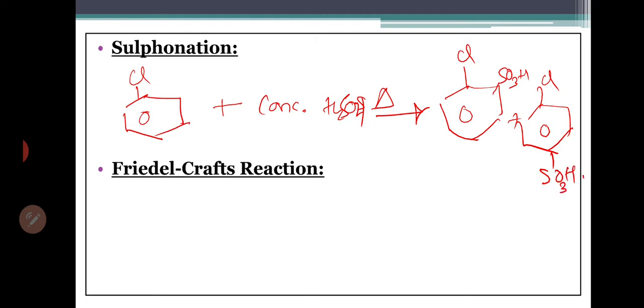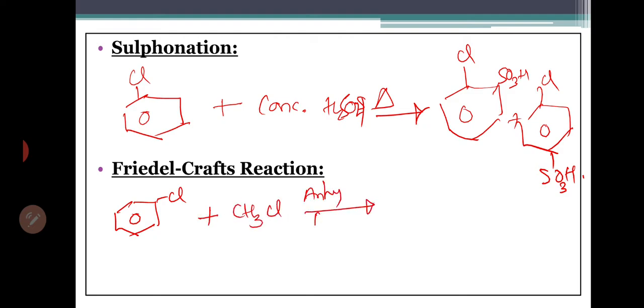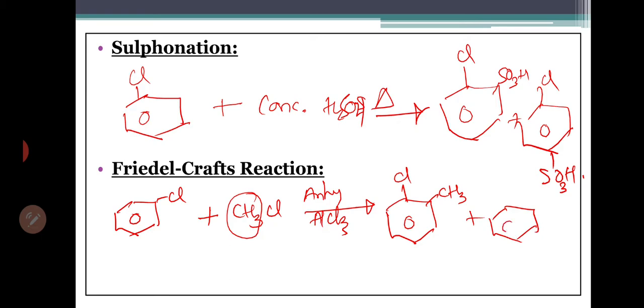Then last is Friedel-Crafts, which we have already done: Friedel-Crafts alkylation and Friedel-Crafts acylation. So for chlorobenzene, if we do alkylation with alkyl chloride and the reagent anhydrous aluminium chloride, then your alkyl group will add to the benzene at the ortho position and para position. Why? Because chloro is an ortho para directing group.